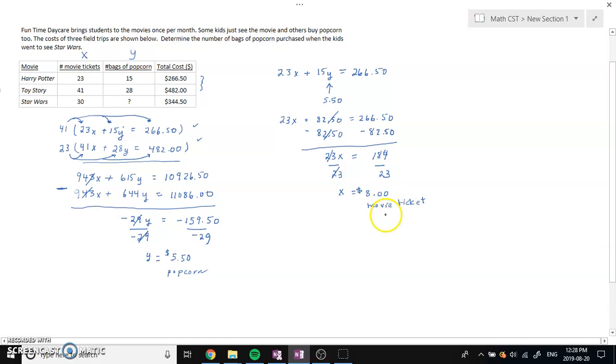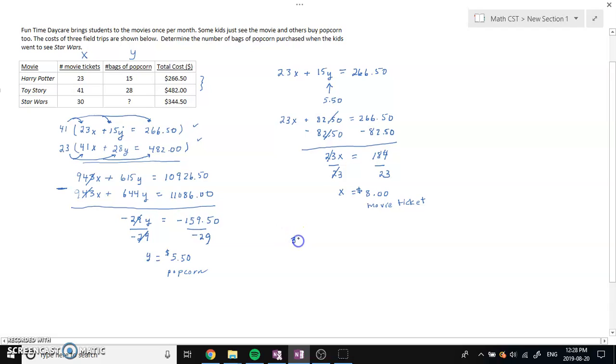Now, why does it matter that we have these two costs? Well, it matters because in our third case, when we go and see Star Wars, we know that it costs us $344.50 to do the whole field trip. And we know that some of that cost is the movie tickets and that there's 30 of them, but we don't know how many bags of popcorn were purchased.